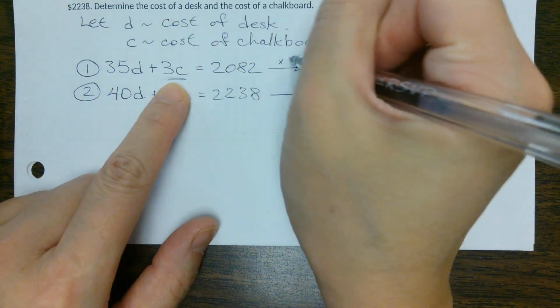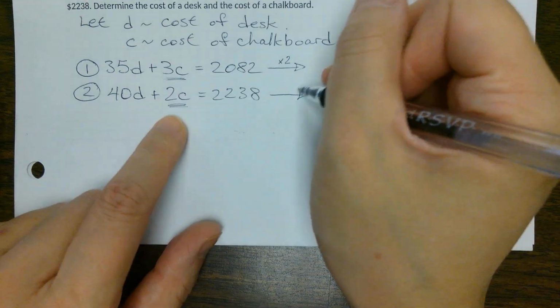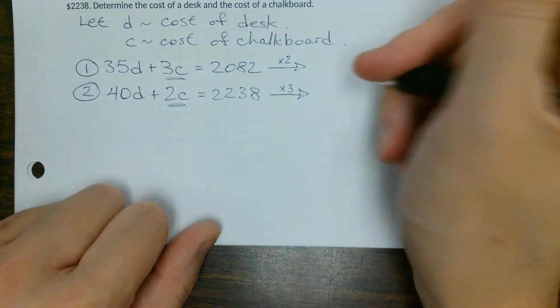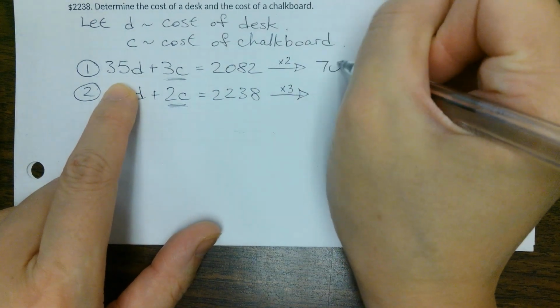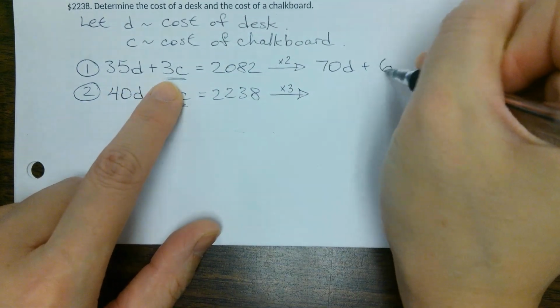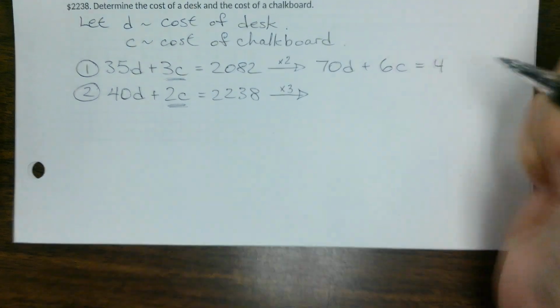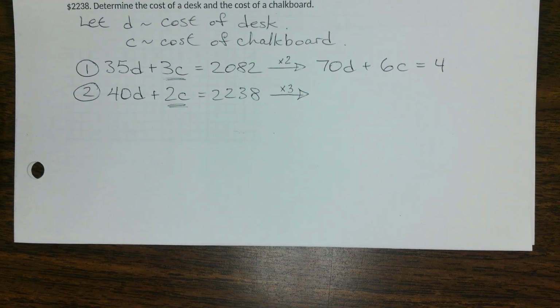So that means I'm going to multiply this whole equation by 2. I'm going to multiply this whole equation by 3 to get that 6. So this becomes 70D plus 6C equals 4,164.